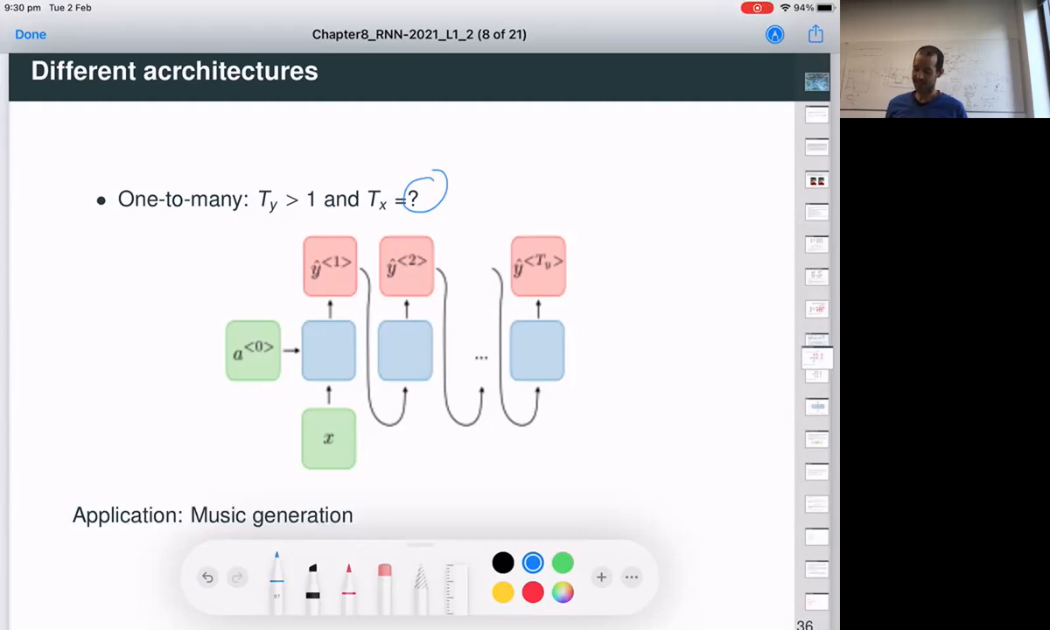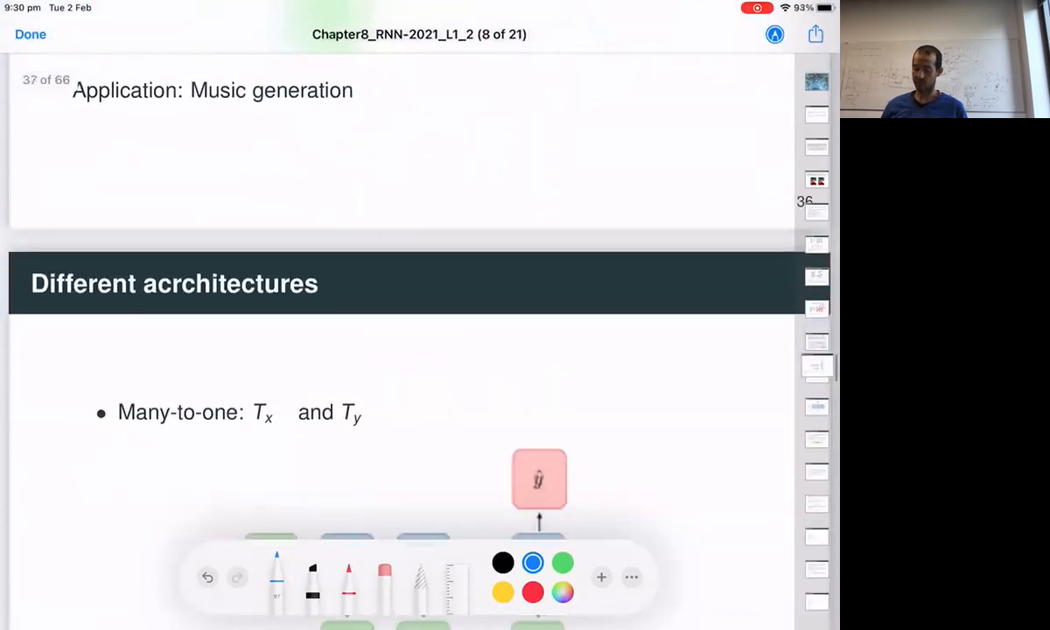So what is the value of Tx? Remember, for the quiz you need to be fast. Then good, one, perfect. And this is useful for an application like music generation, which uses this kind of architecture: you have just one input and it generates the flow of the music.